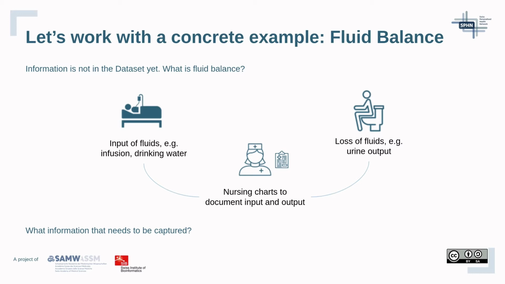So the fluid balance in this example gives you information about a sort of input of fluids given to a patient, like an infusion. Drinking water could also be considered an input of fluid, or it is also about loss of fluids, like a urine output. And these two types of information are actually documented in nursing charts and given as information that we can use. So what specific information needs to be captured in this case?